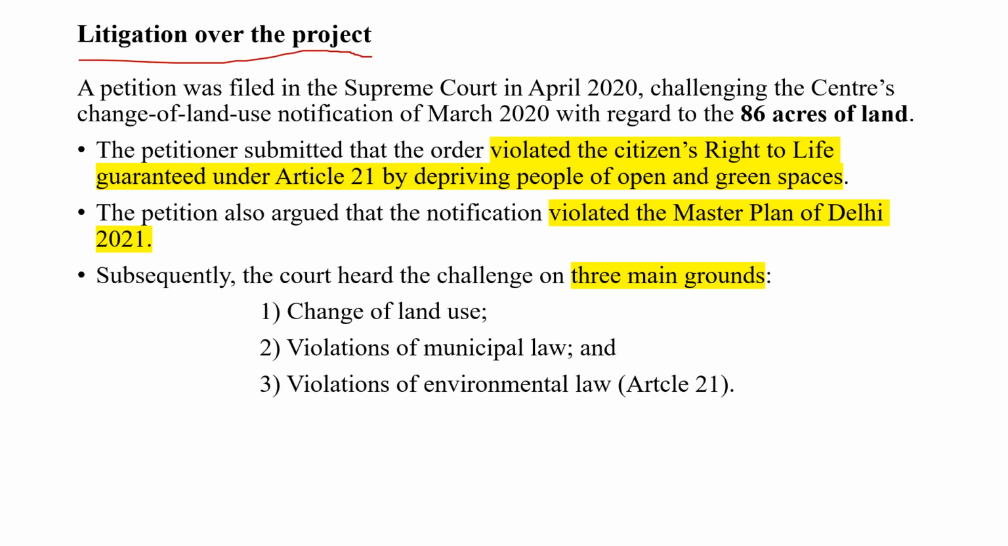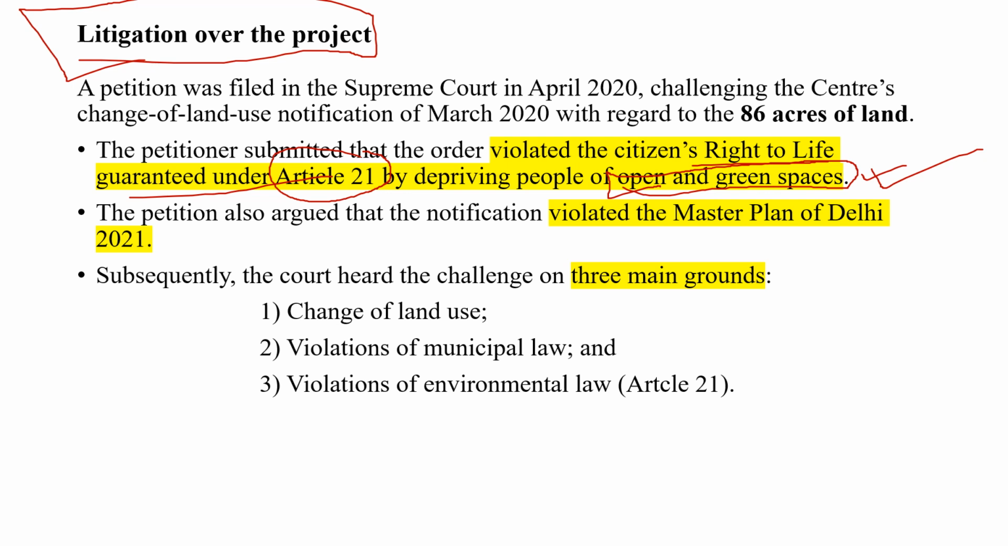Several petitions were filed in the Supreme Court, opposing the redevelopment plan of the central government, citing that it violates the citizens' right to life guaranteed under Article 21 by depriving people of open and green spaces, because you know that when the new buildings are constructed, the trees will either be removed or transported to some other places, and it also reduces the open space. In front of India Gate, there is a huge open space, but because of the construction, the space will be converted into official buildings.